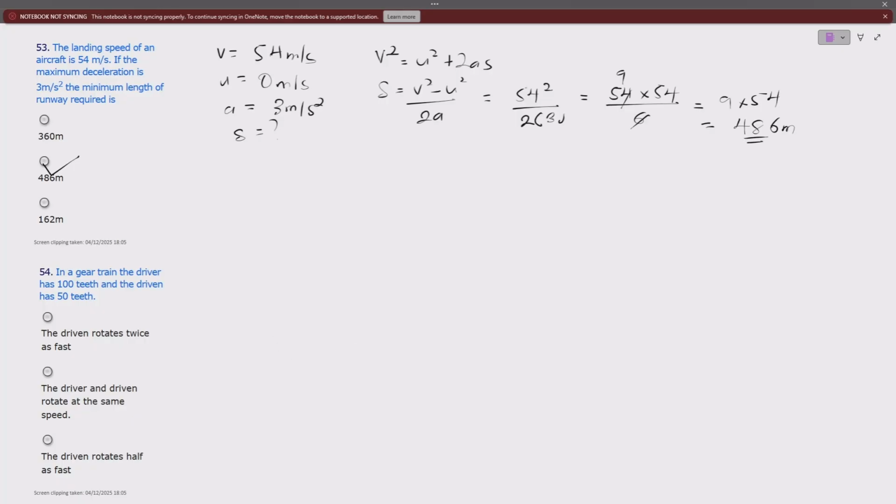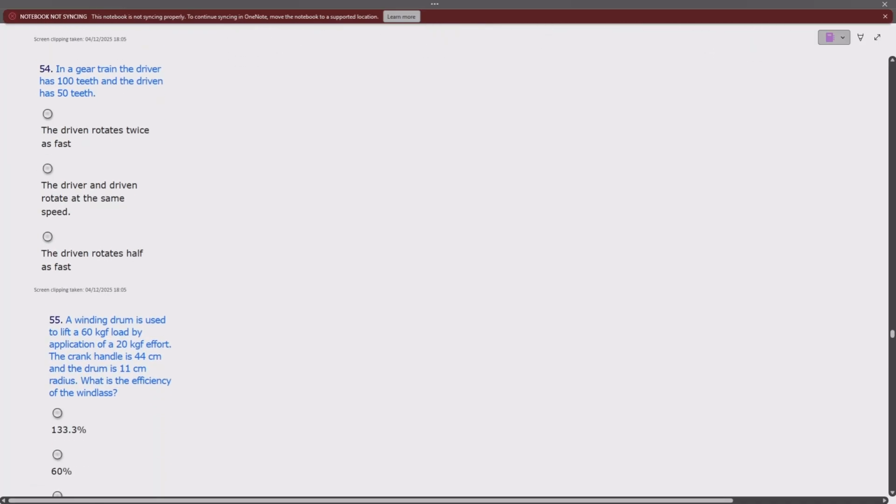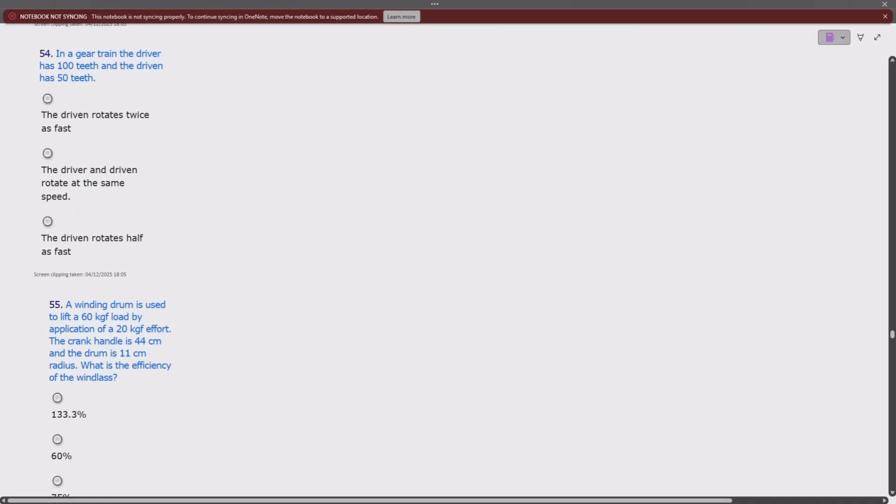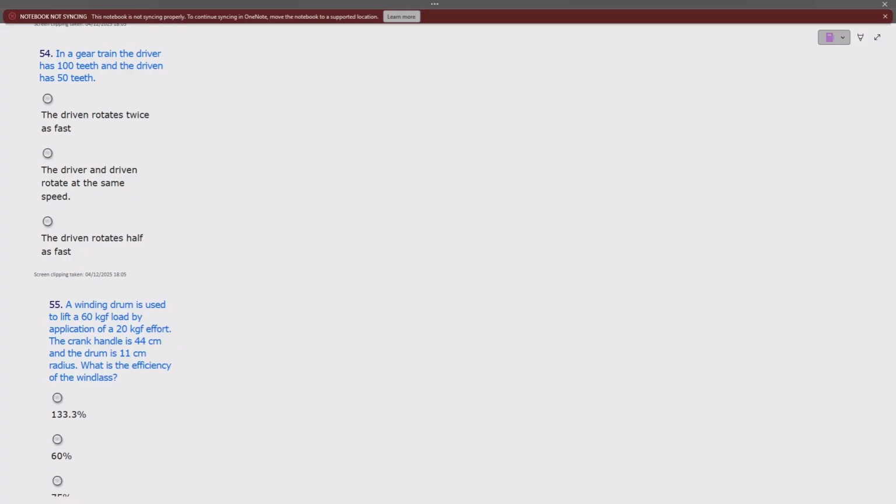Let's go back to question number 54. In a gear train, the driver has 100 teeth and the driven has 50 teeth. So T driver equals 100. T driven equals 50. The driven rotates twice as fast. The driver and the driven rotate at the same speed. The driven rotates half as fast.